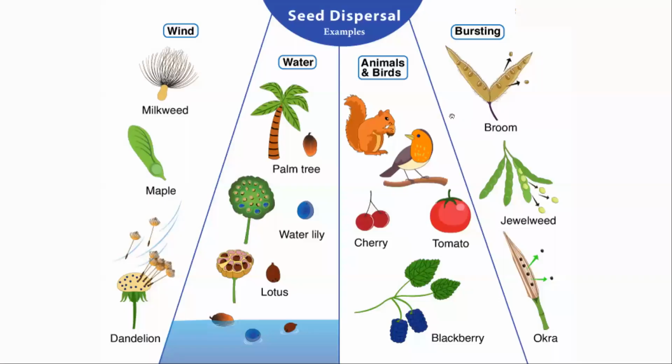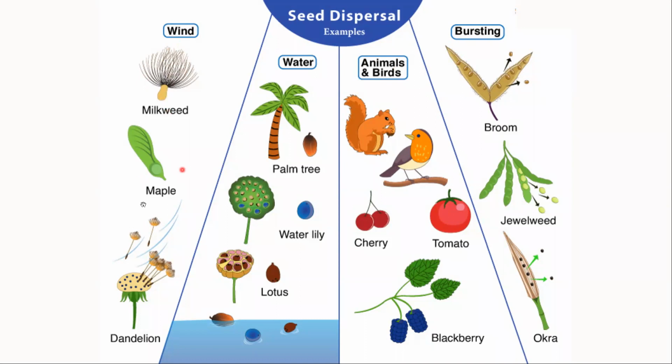Okay, there are four ways how seeds can be dispersed. Easy to remember. Number one, wind. Number two, water. Number three, animals and birds. And last but not least, by bursting. Okay, for wind, these seeds must be very light in weight.